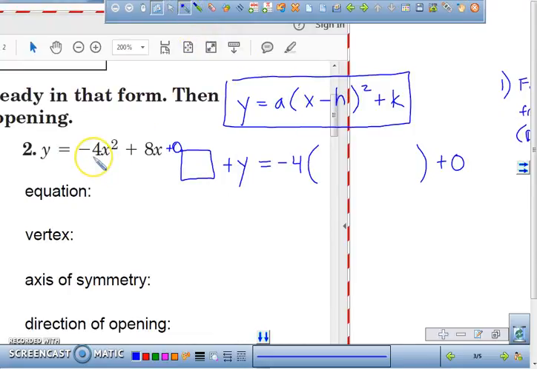If I take negative 4x squared and I divide it by negative 4, what cancels out? Negative 4. What are we left with? X squared.